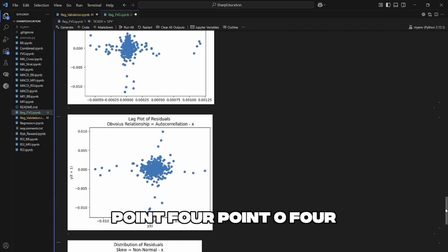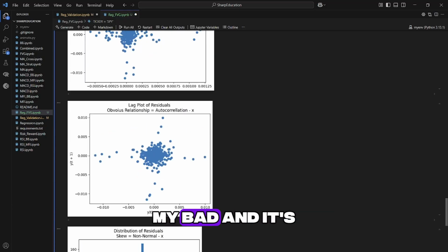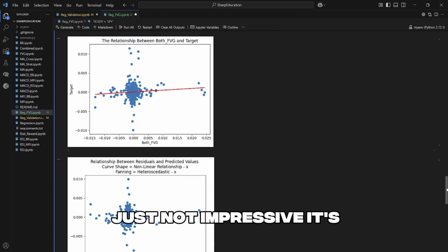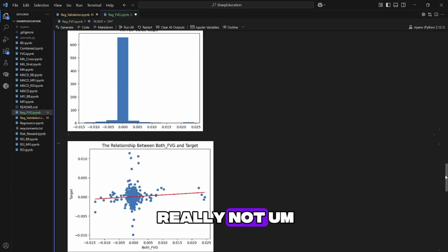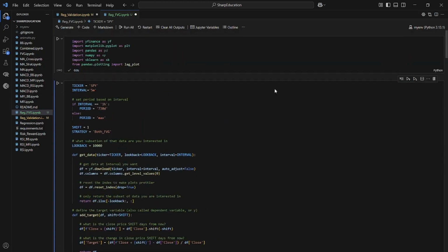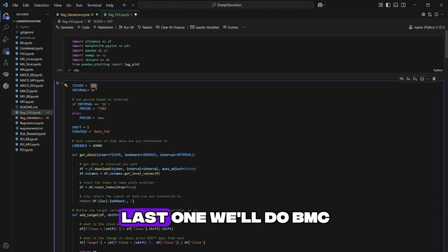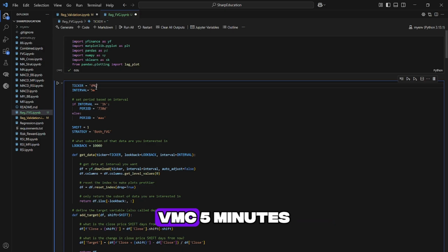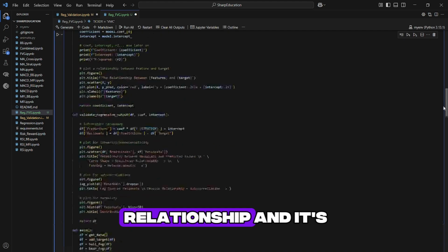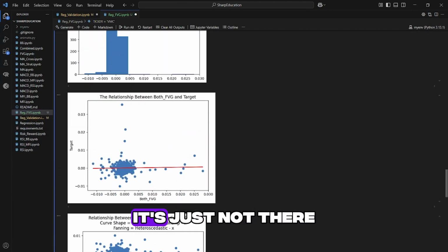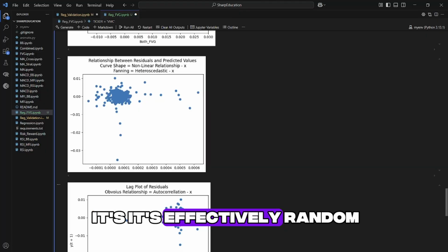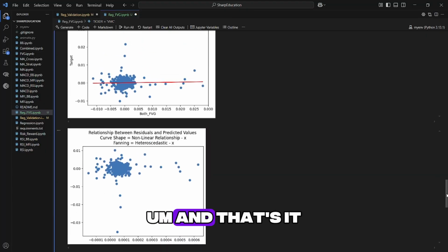0.04, my bad. And it's just not impressive. It's really not. That's S&P 500, 5 minutes. And for the very last one, we'll do VMC. VMC, 5 minutes, check for a negative relationship, and it's just not. It's effectively random. And that's it.